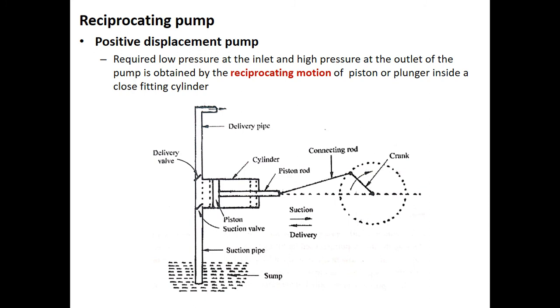They require low pressure at the inlet and high pressure at the outlet, and this is obtained by the reciprocating motion of the piston or plunger inside a cylinder. That is called a reciprocating pump. So it's a positive displacement pump in which the required low pressure at the inlet and required high pressure at the outlet of the pump is obtained by the reciprocating motion of the piston in a close fitting cylinder.